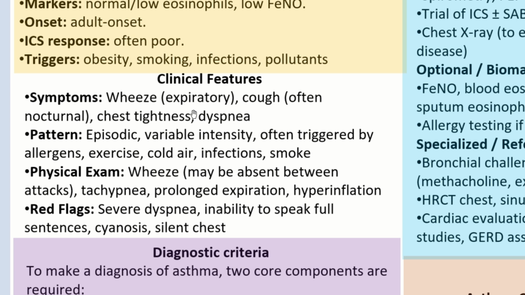Then another important thing is that we'll have to look at the pattern. Asthma is episodic, and often we have variable intensity. We're going to have attacks after an allergen has triggered it. So it is triggered by allergens, but things like exercise can come in, things like cold air, things like infection and smoking, as well as aspirin. Infections are one of the things that cause the bronchoconstriction.